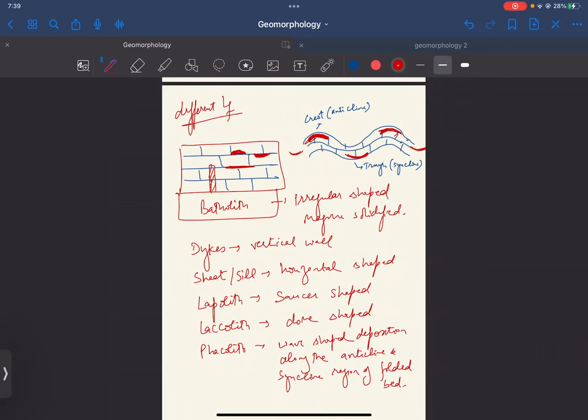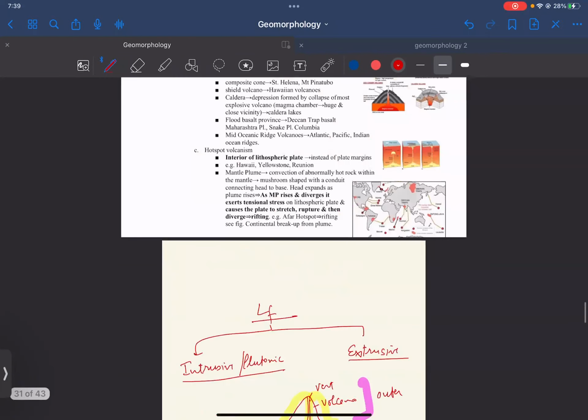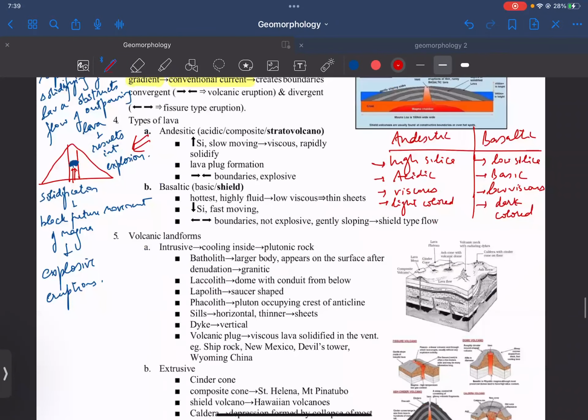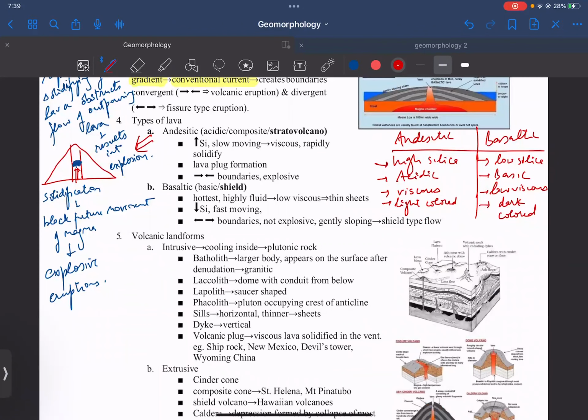Dikes are vertical wall, sill is horizontal shape, horizontal sheet you can say, right? Then lopolith is saucer shape, laccolith is dome shape, and phacolith is wave shape deposition. Just keep this in mind. Right? So the large body of a batholith appears on the surface after denudation. This is a large body, right? And on denudation, if the rocks present above it get eroded, it may appear as a dome shape.